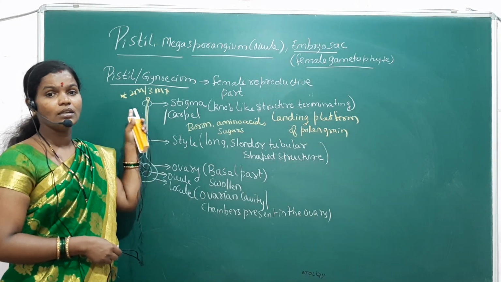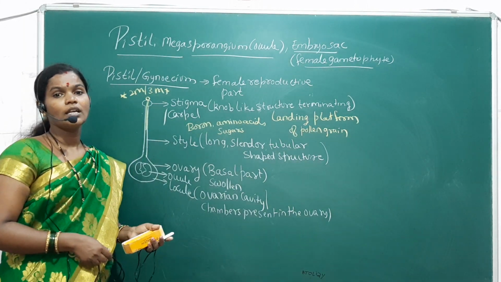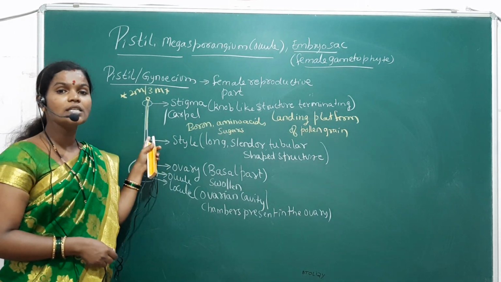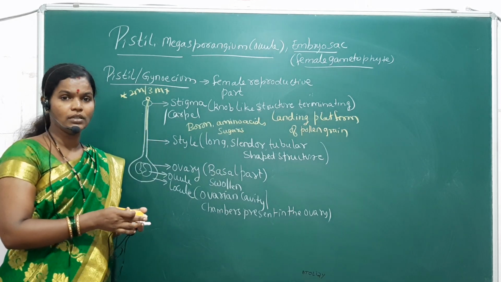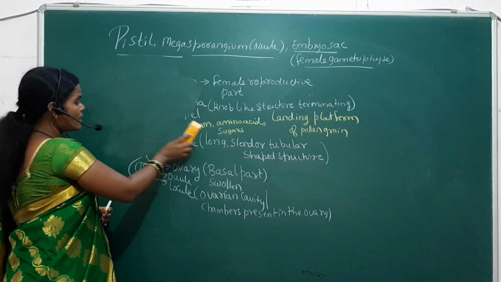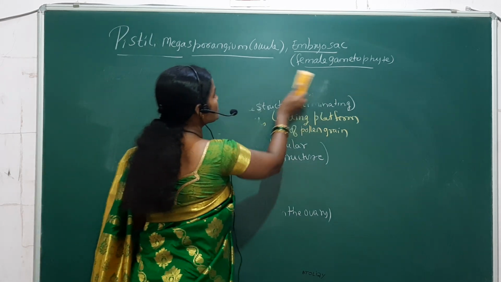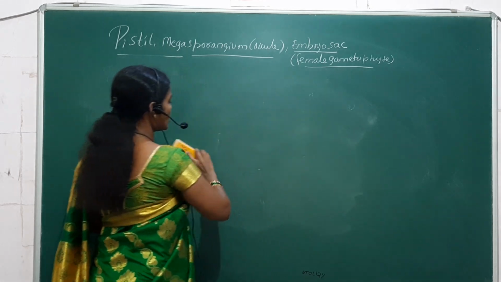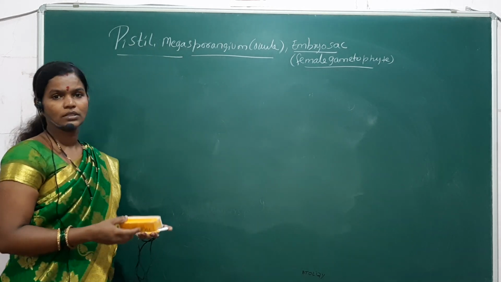So this is a landing platform of the pollen grain. When the pollen grain lands on the stigma, what happens? The stigma releases chemical components, and absorbing water and those chemical components, the pollen grain starts producing the pollen tube, and that pollen tube reaches the ovary and the ovule, and it helps in the process of fertilization. So this concept is about the gynoecium.